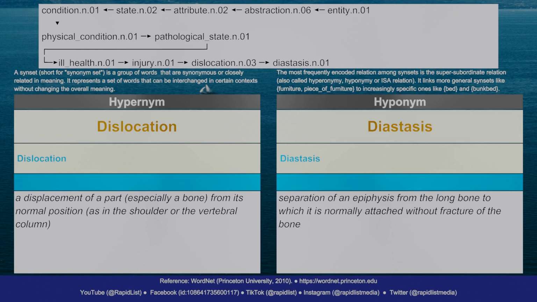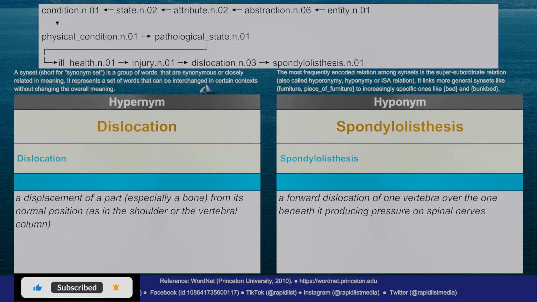Diastasis. Separation of an epiphysis from the long bone to which it is normally attached without fracture of the bone. Spondylolisthesis. A forward dislocation of one vertebra over the one beneath it, producing pressure on spinal nerves.